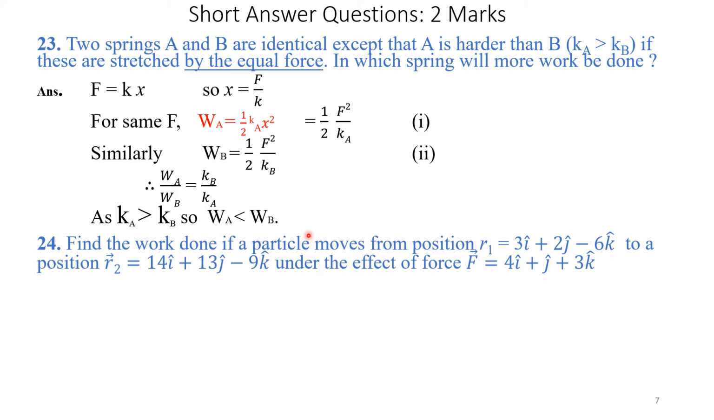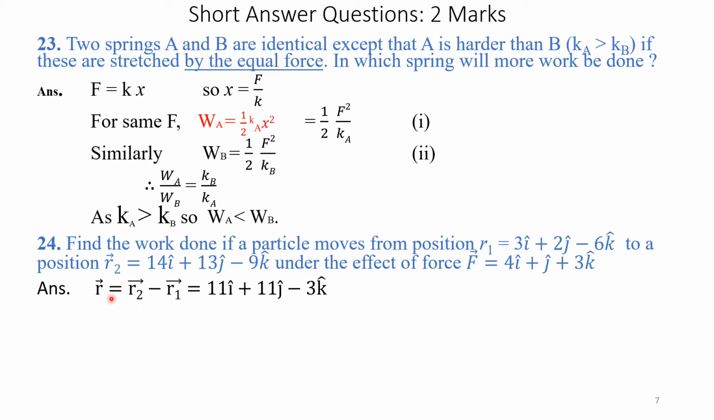Question number 24. Find the work done if the particle moves from position R1 equal to 3i plus 2j minus 6k to a new position R2 equal to 14i plus 13j minus 9k under the effect of force F equal to 4i plus j plus 3k. Answer.